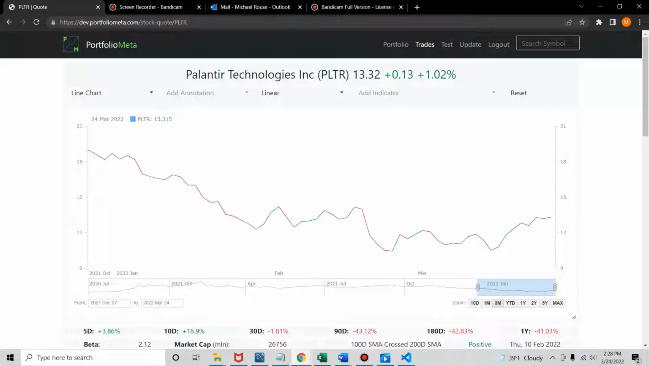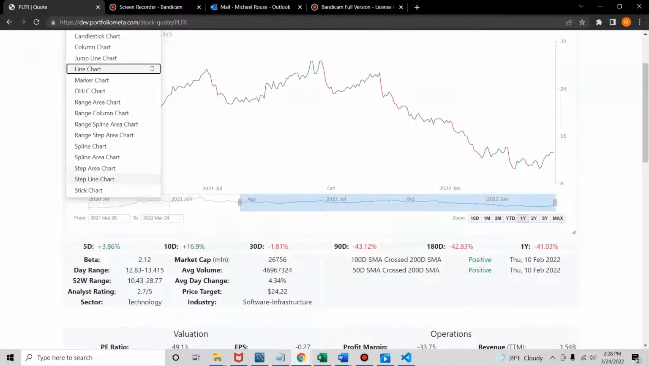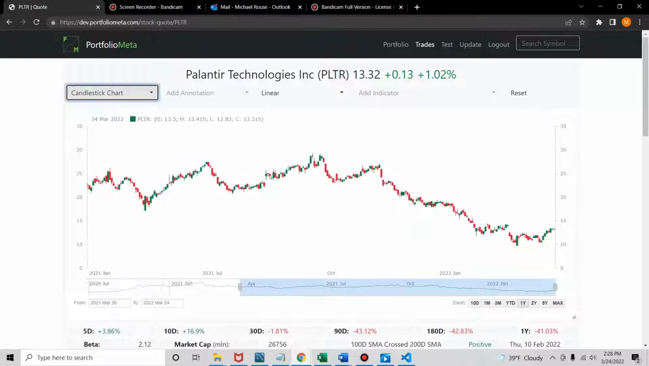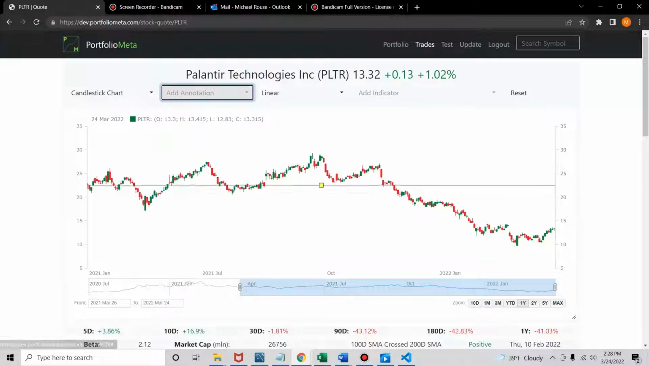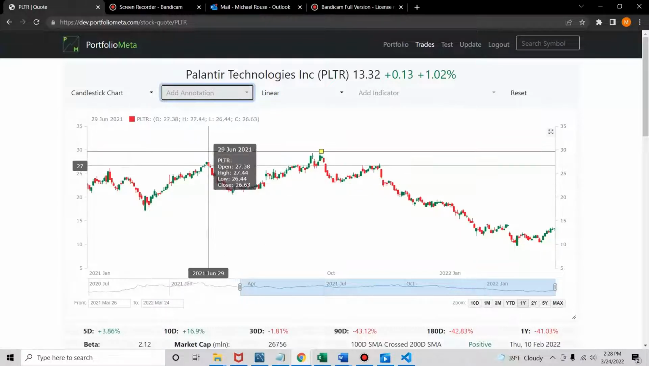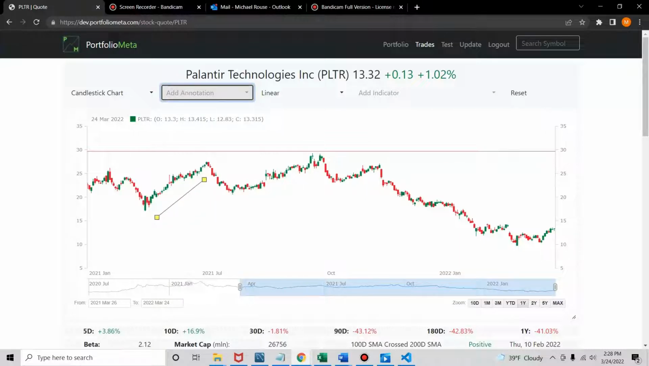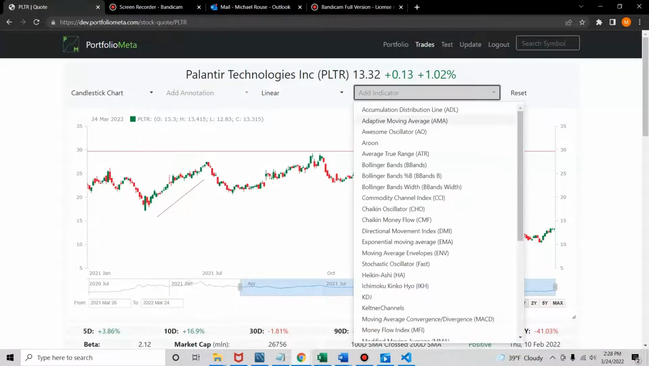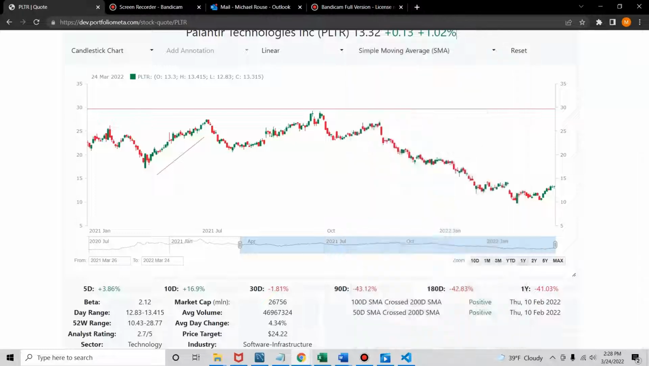There's shortcuts down here. There's pretty much every single type of chart that you can imagine that we support. So let's say candlestick. You can add drawings to it. So let's say add that, and there's a bunch of different types. And you can also add over 30 technical indicators as well.